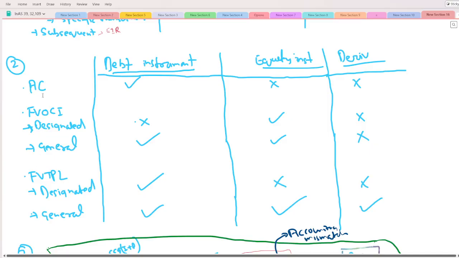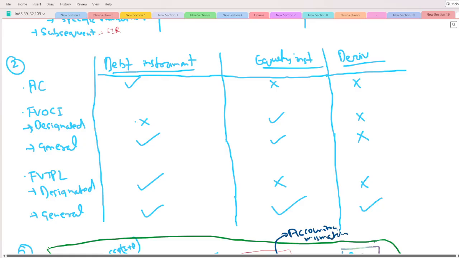Okay, but in the amortized cost there is no designation. So amortized cost is not designated here, it will be the general only. For the debt instrument, general means where it is going directly. If the two tests, the SPPI and the business model test, are satisfied, then it will be categorized under the FVOCI. But here you are not having any exception for the FVOCI, so this designation will not come.